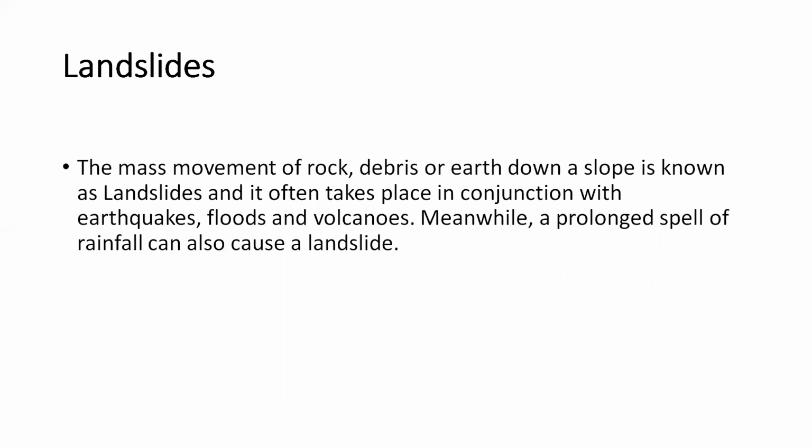Landslide. The mass movement of rock, debris or earth down a slope is known as a landslide, and it often takes place in conjunction with earthquakes, floods and volcanoes. Meanwhile, a prolonged spell of rainfall can also cause a landslide. It comes under natural calamity and can be termed a natural disaster.